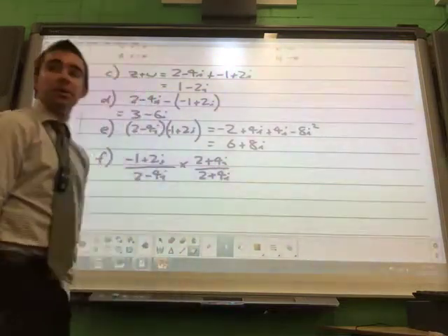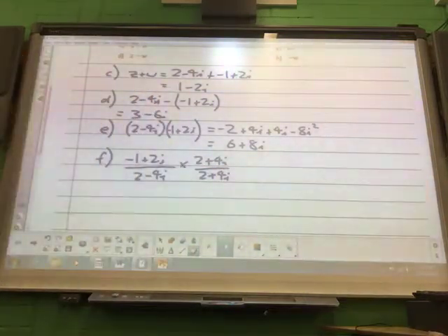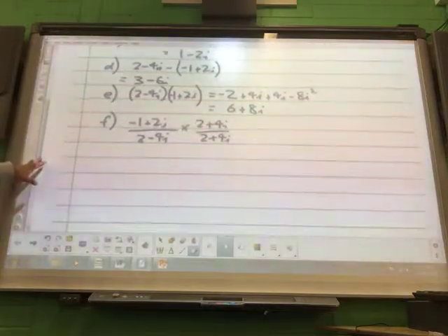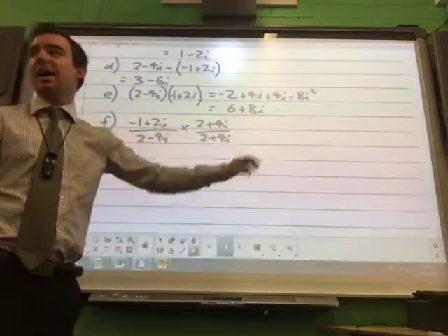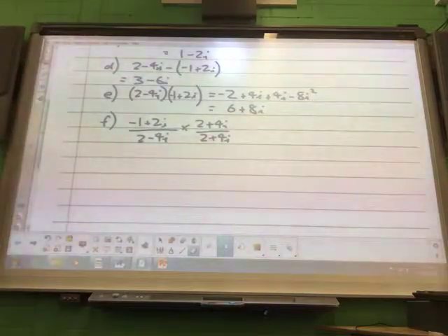And why do we multiply by a conjugate? In a sense, to make a fraction where the denominator is real. Okay, so we've got a difference of two squares. We'll create a denominator that is real, so we can split our real and imaginary parts.